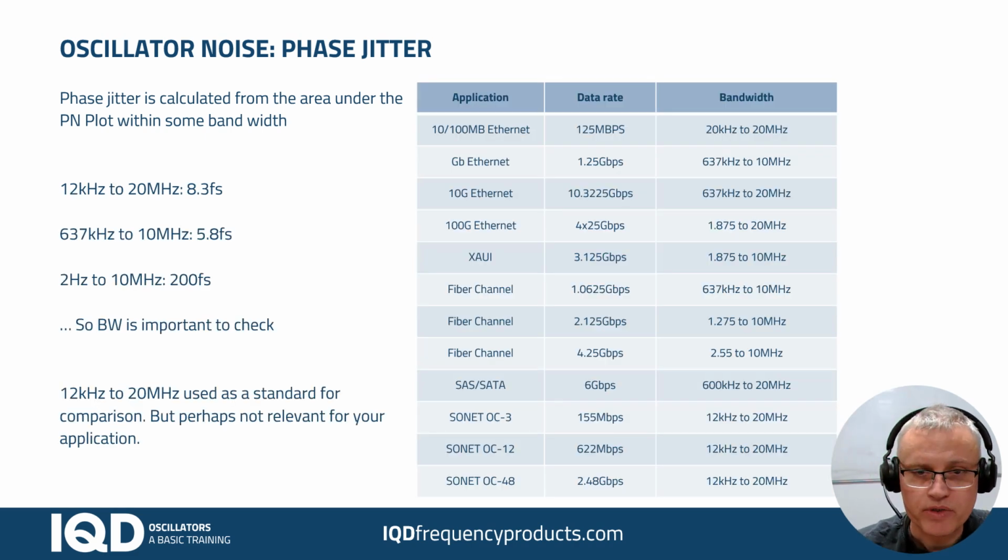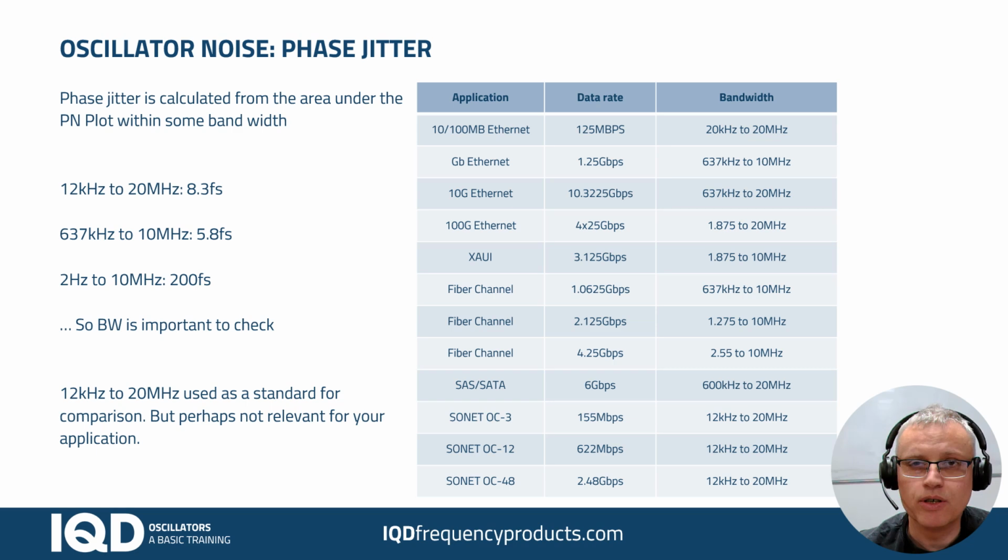So we've seen the same phase noise plot with 3 different integration bandwidths, and we see 3 very different results for the phase jitter. That tells us that the bandwidth is very important to check. Now, 12 kilohertz to 20 megahertz is the most common bandwidth that you'll see on an oscillator datasheet.